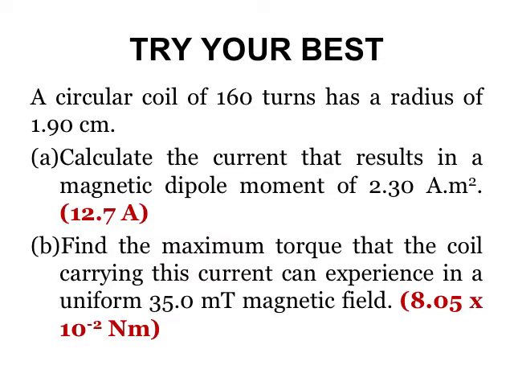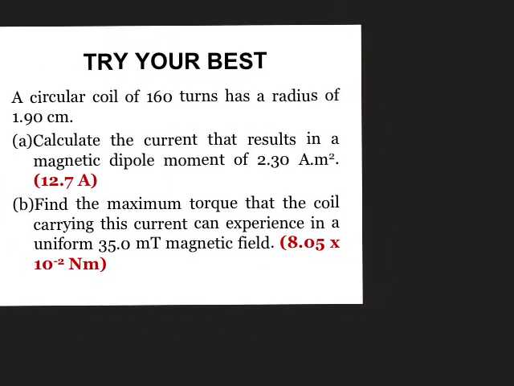Let's try another question. The question asks you to calculate the current that results in the given magnetic dipole moment. They already give you the magnetic dipole moment, and as we know, the formula for the magnetic dipole moment is mu equals NIA. We have 160 turns, which is 160 loops. The current, we don't know. The area, because it is circular, you need to use pi r square, which is going to be pi times 0.9.